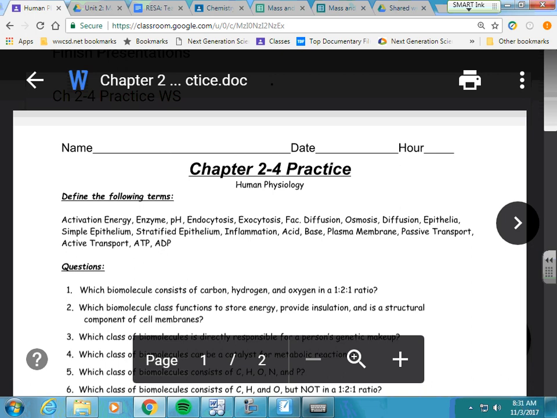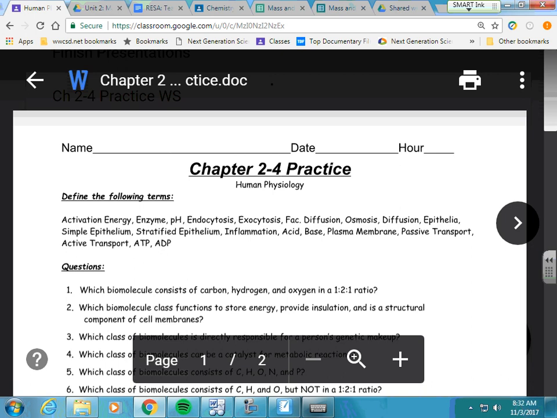ATP is actually the cell's main energy currency. And ADP is formed when energy is released. So when we turn that ATP into ADP, energy is released. All right, so on to the questions.